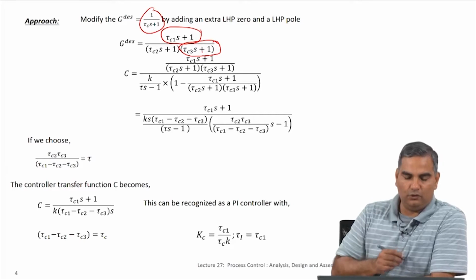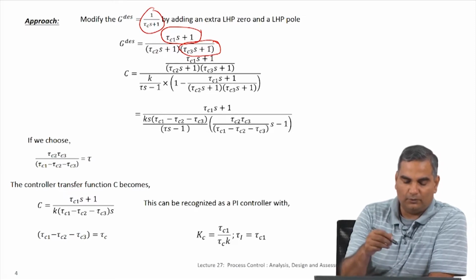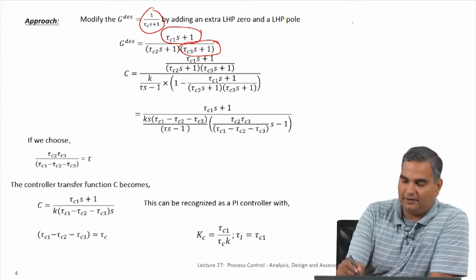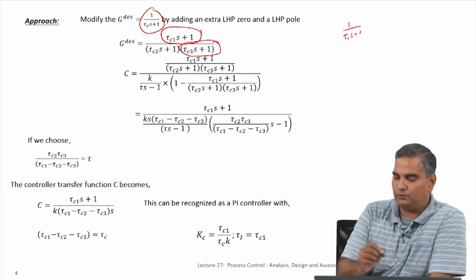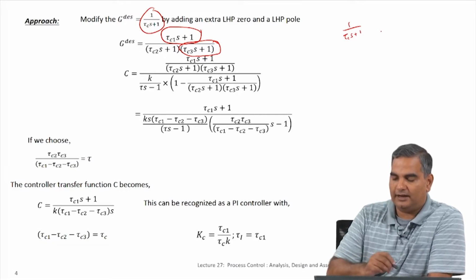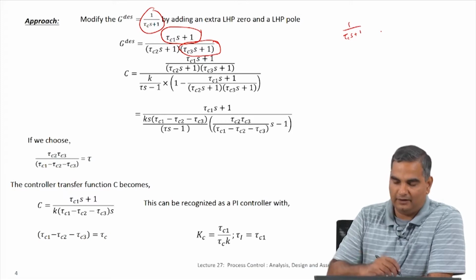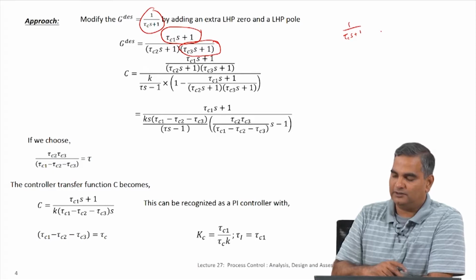Then I have a new G desired, which is (tau C1 s plus 1) divided by (tau C2 s plus 1) times (tau C3 s plus 1). So the motivation is, I have this 1 over, let us say, tau C s plus 1 term here. I want to go away from this so that I can get a pole zero cancellation. At the same time, I do not want to go very far away from this either, because this is the G desired that I like the most. So it is like this.